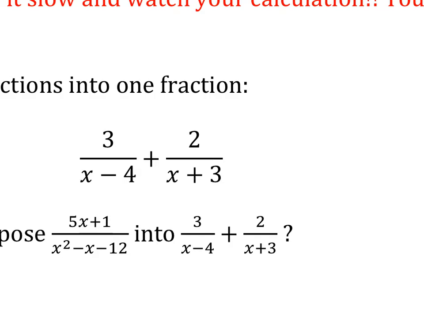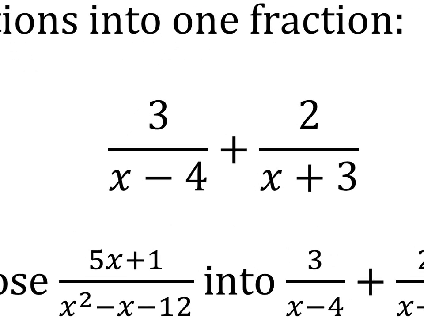So how do you combine these two into one fraction? Times the x plus 3 for the x minus 4 side. So in order to combine them into the same fraction, you need a common denominator or least common denominator, which is going to be what? Okay, x minus 4, x plus 3.